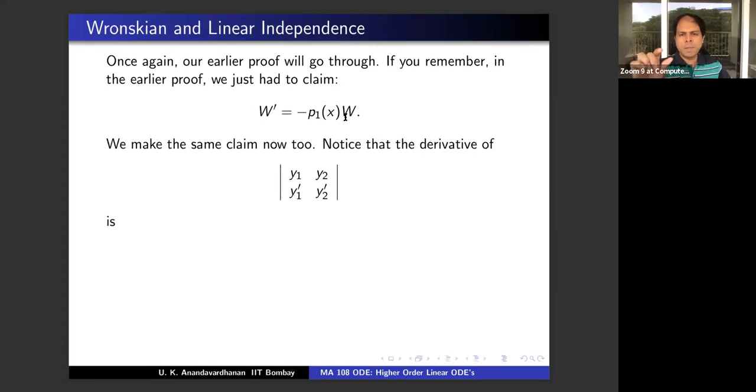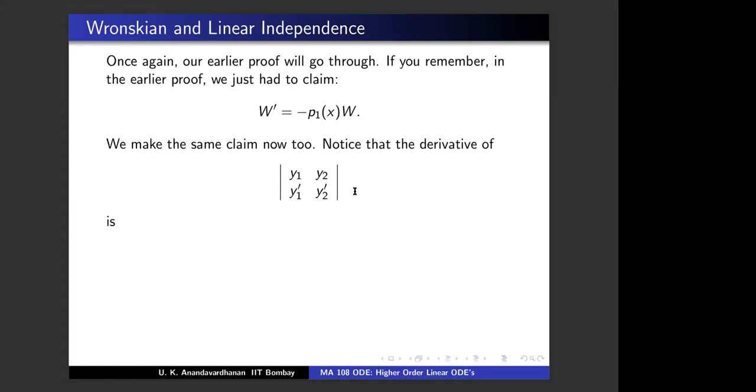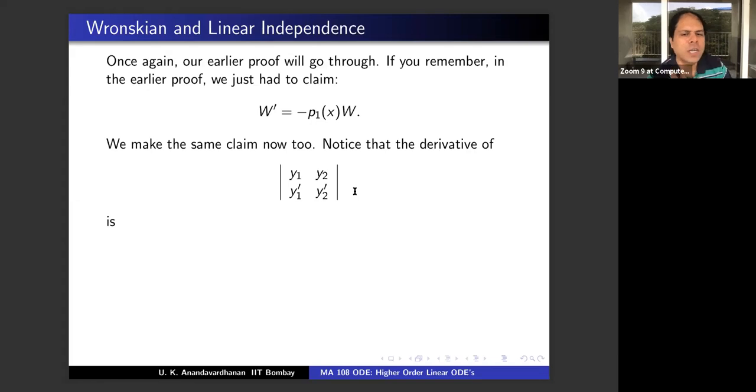And notice, I'm going to rewrite our proof slightly differently. Instead of y1 y2 prime minus y1 prime y2, let me use the determinant notation. The Wronskian is y1 y2 prime minus y1 prime y2. What was the derivative of this? y1, y2, y1 double prime, y2 double prime. Yes, but two more terms came. No, there were 4 terms. 2 terms got cancelled.